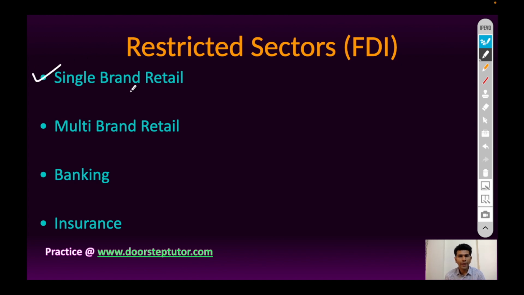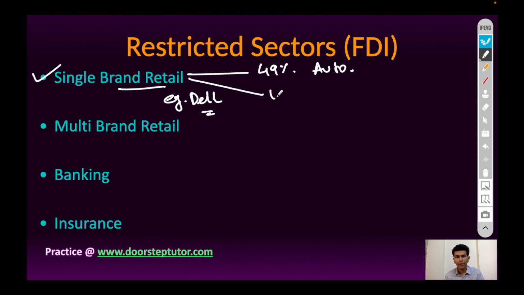Next, single brand retail sector. Single brand means those business organizations who manufacture only one type of product. For example, Dell. Dell manufactures only laptops. So it is single brand retail sector. Here 49% is allowed by way of automatic route and up to 100% allowed by way of government route. More than 49 up to 100 it requires government permission.